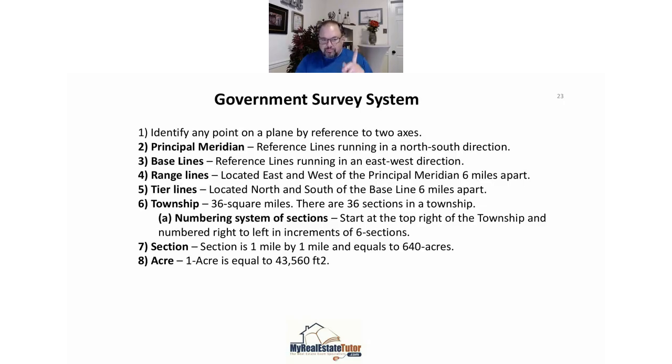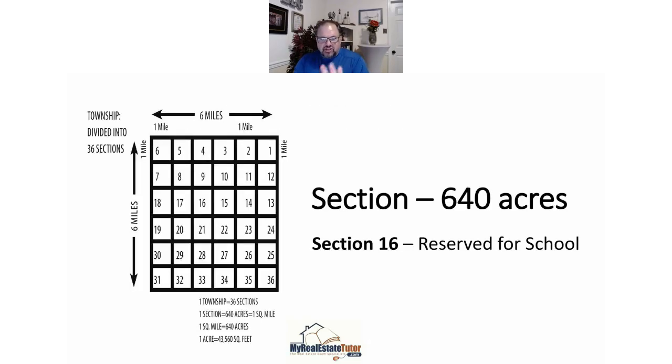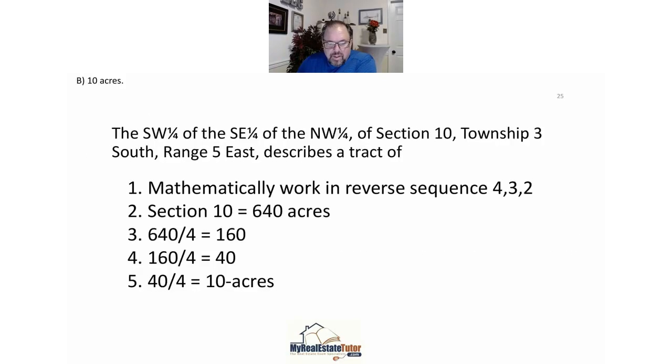Now, watch this. Let's work out a problem. And this is kind of a map of a picture of you can see that this is section 1, 6, all the way to 36. Remember, these are little 1 by 1s. This is your township. Here's your 6 by 6. Okay. Always remember, if you see this on the state exam, section 16, if they just ask you a straight trivia question or true and false, is always reserved for the school. Okay.